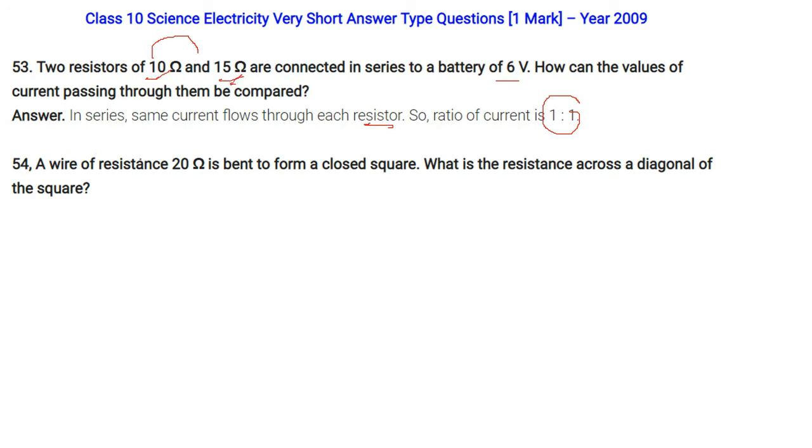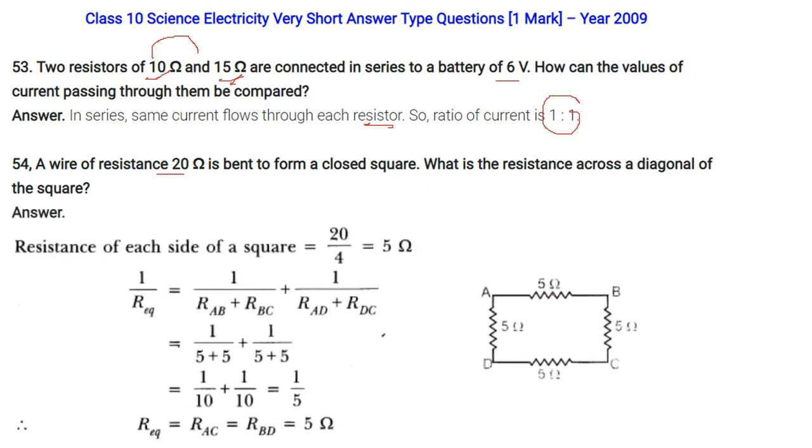A wire of resistance 20 ohm is bent to form a closed square. What is the resistance across a diagonal of the square? So this is the square form of 20 ohm. So this is 5 ohm, 5 ohm, 5 ohm, 5 ohm. It becomes 20 because they are in series now. So we have to find the resistance across the diagonal. The resistance of each side, as we said, 20 ohm divided into 4, so 20 by 4 is 5 ohm.